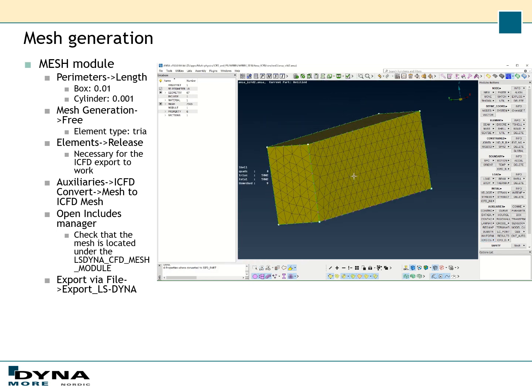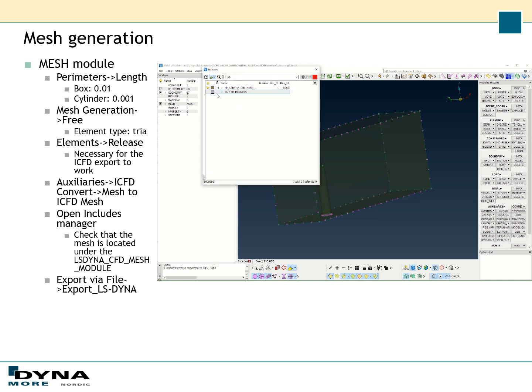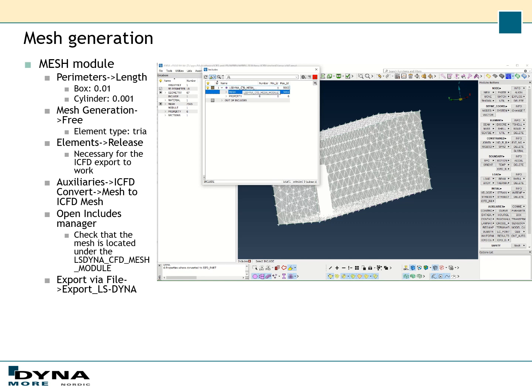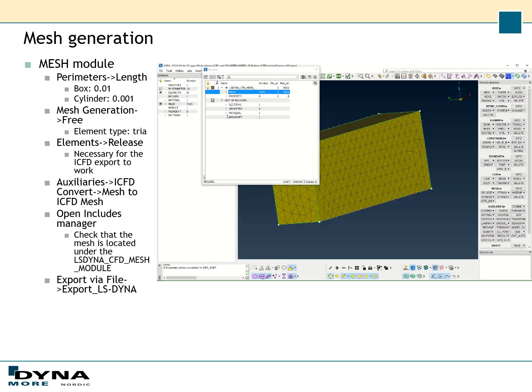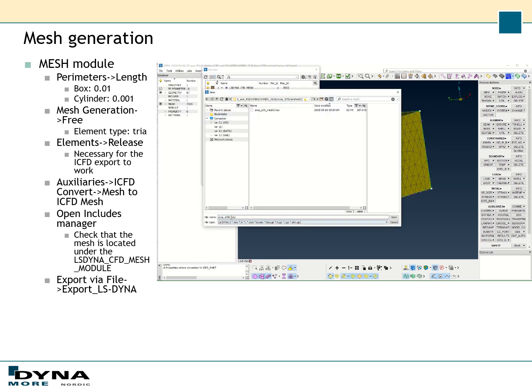And if we now open the Include Manager, we should see that the mesh is located in the LS-DYNA ICFD include. If the mesh would still be located in the out of includes, we would need to move it to the LS-DYNA include. When this is done, we can go to File, Output LS-DYNA in order to save the mesh in ICFD format.